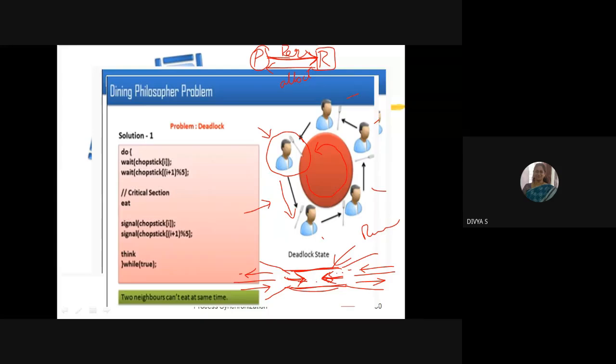Chance to eat. Why? Because of insufficient resources. Okay. The only solution is if the philosopher could have two chopsticks, then only he can eat. Clear? So here we could see that circular wait takes place. Clear?